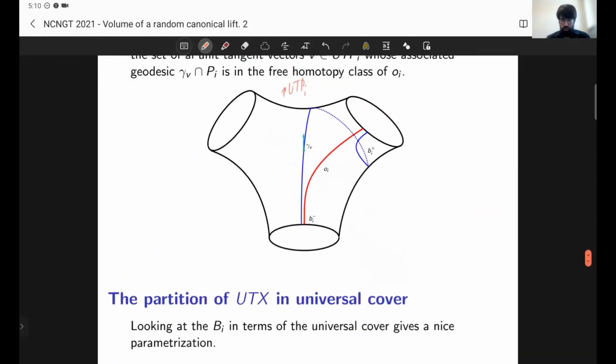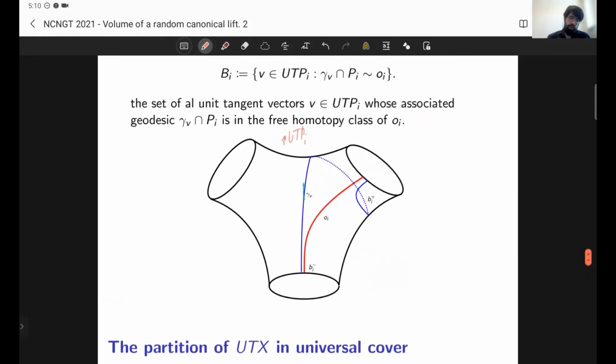And the good property about these sets V_i is that they partition the unit tangent bundle as a disjoint union of these sets V_i together with another set, let's call it M sub 0, that we will just disregard because its Liouville measure is actually 0. So we can partition the unit tangent bundle of X as a disjoint union of these V_i.